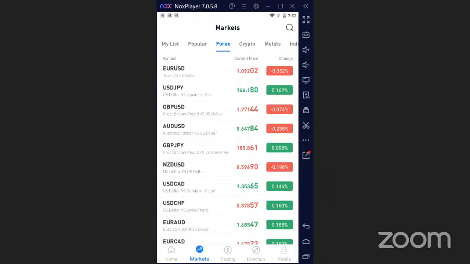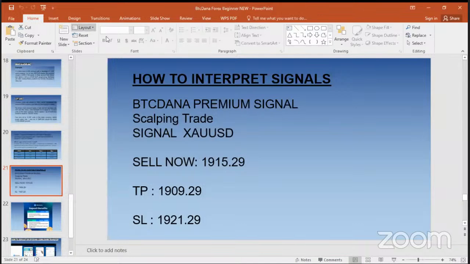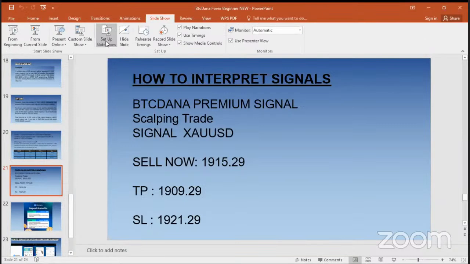Remember what I said about signals? You can use signals to make money. Basically, you are not doing anything, but somebody else is telling you to buy or sell. That is what a signal is all about. You are not stressing yourself. You can see my screen right now. This is how a signal looks. And how do you interpret this signal?